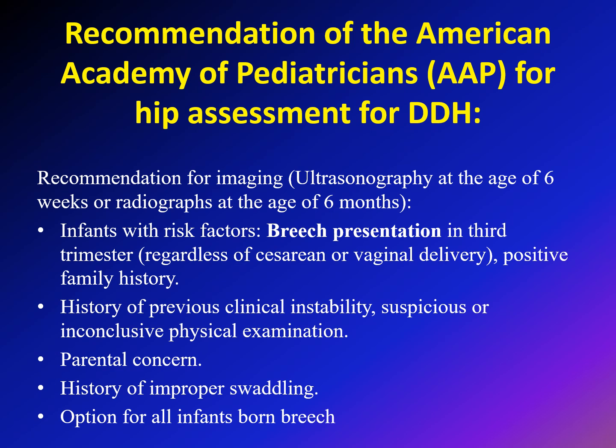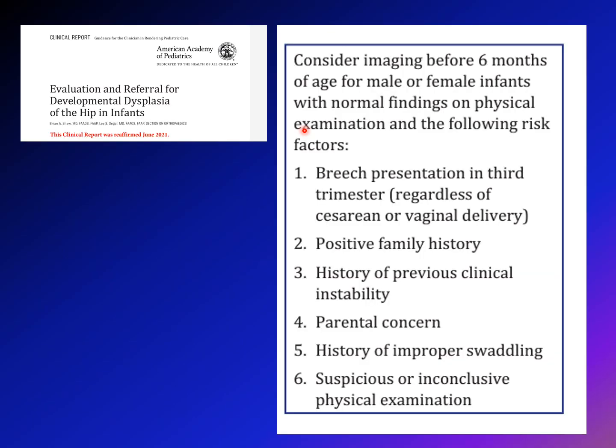Or if there is a history of improper swaddling, meaning that the family did swaddling for the patient in adduction and extension, that's an important risk factor. If you discover that the family did this, that's an indication for ultrasound. And also you can basically send all patients with breech delivery for ultrasound. However, as we said, what is important is breech presentation in the 3rd trimester. That's the major risk factor.